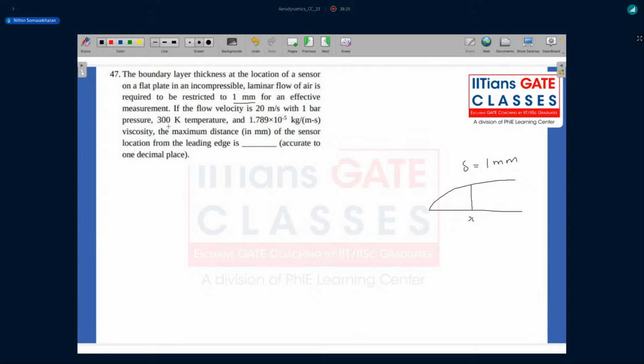1 bar, temperature is 300 K, and viscosity is 1.789, what is the maximum distance in millimeters of the sensor location from the leading edge? So from the leading edge, what location, let's say X, should I keep my sensor? What distance towards downstream I can keep my sensor such that this condition is satisfied.